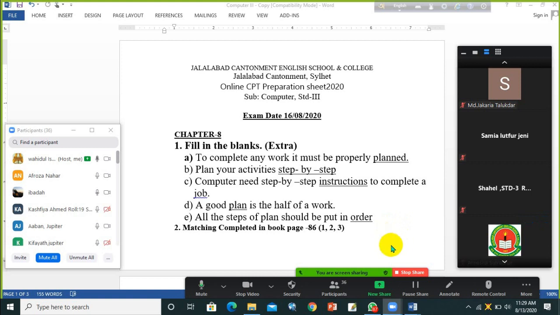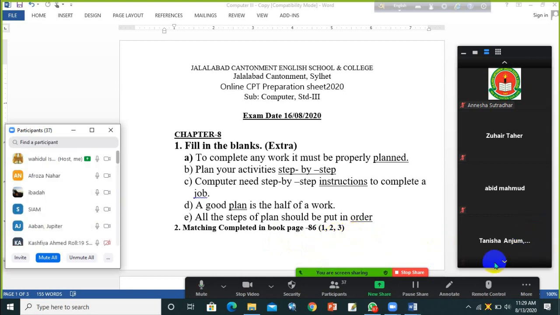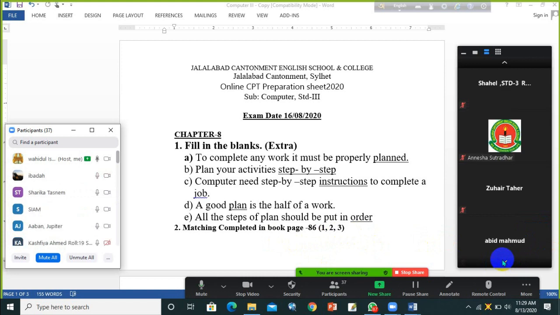Okay, can you go to the matching? We have to write. Yes, sir. Okay, wait. Maybe a small number of students is remaining for writing. Question with answer, yes. Now you are asking about question with answer, when will you finish? You were too late.